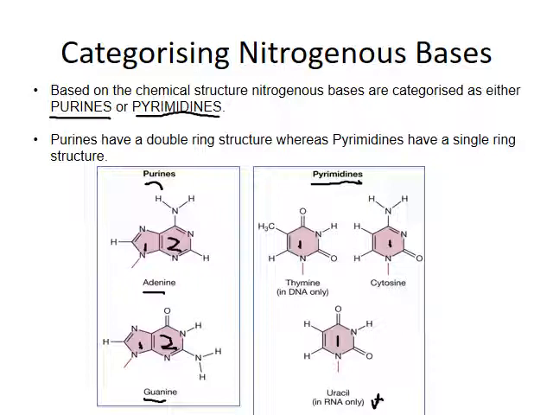Another way you could remember it if you wanted to is you could think purines is the smallest word, yet it's for the larger molecules. Pyrimidines is the longest word, but it's for the smaller molecules. I might leave that one with you.